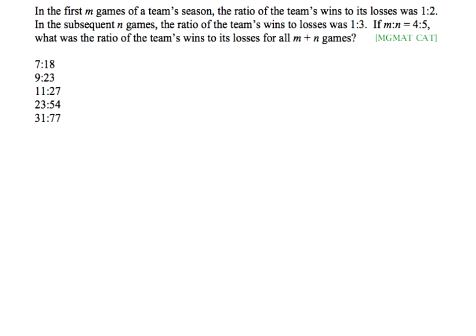So again, let's organize it. So what's in the problem? Well, what's going on here? You have wins and losses for the first n games. You also have wins and losses for the last n games, and those are together. Those are the whole season, basically. So you have wins and losses, and then you have total, basically.